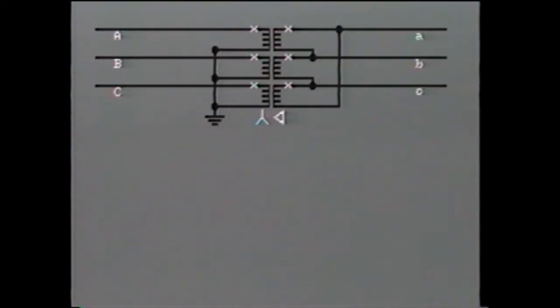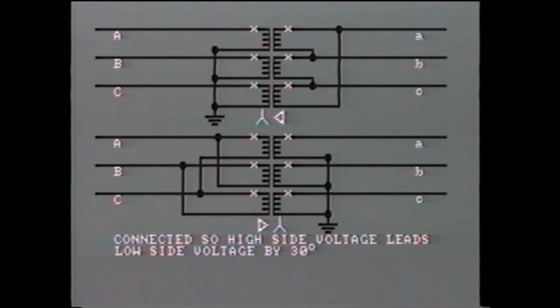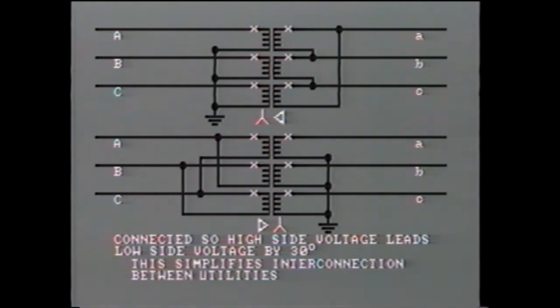Any combination of Y or delta connections can be made to give the desired voltage levels and phase relationships. Remember, with a Y-delta or delta-Y arrangement, the transformer is normally connected so that the high side voltage leads the corresponding low side voltage by 30 degrees. This is in accordance with IEEE standards. The advantage is that interconnection between utilities is simplified.